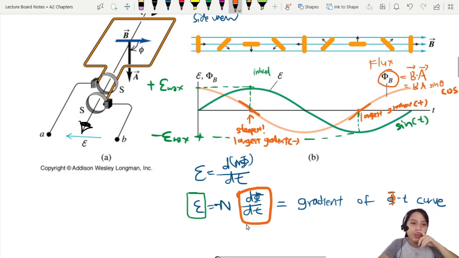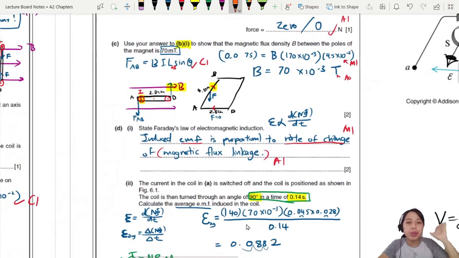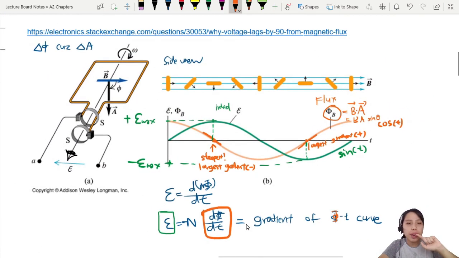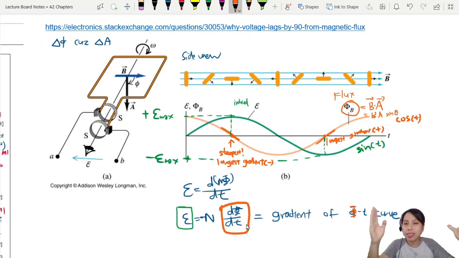Just a starter to think of how to think of all these changing flux. What does it mean to change flux? Changing area is one of them. But we will look at more examples on how you can change flux, and of course, all the case studies of different ways.